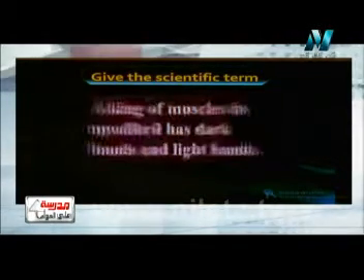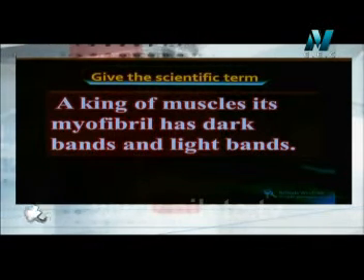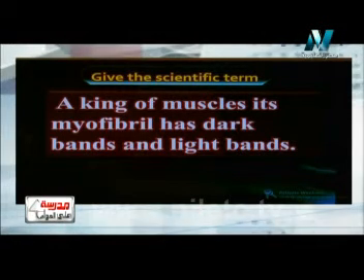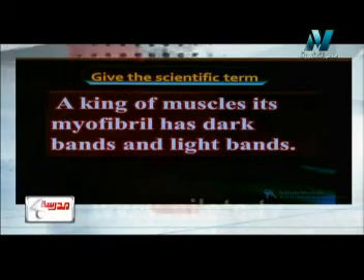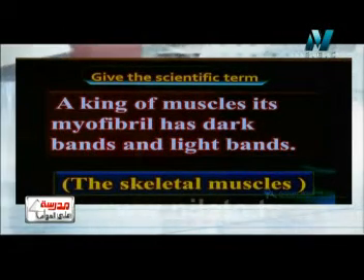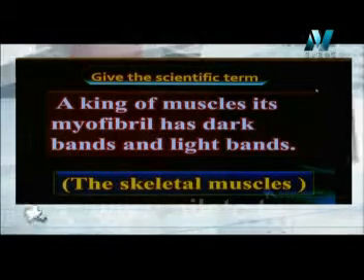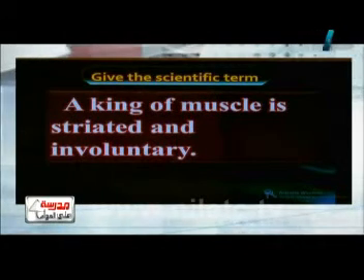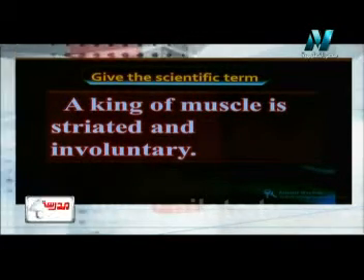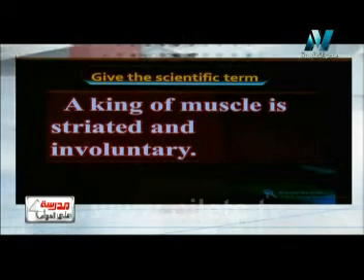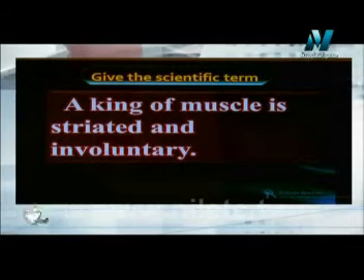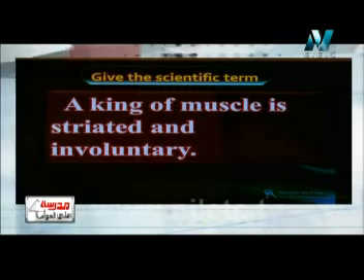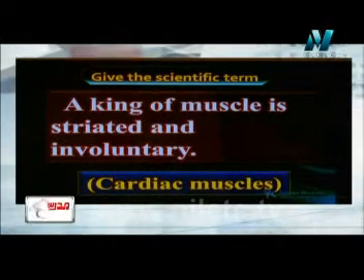The next: a kind of muscle whose myofibrils have dark bands and light bands that act as the striations. So these muscles are the skeletal and cardiac muscles, because they are striated muscles, consisting of dark bands and light bands. The next: a kind of muscle that is striated and involuntary. Striated means containing light bands and dark bands. Involuntary means it's not moved by our will, but it is moved by control of the autonomic nervous system. It is the heart muscle, or the cardiac muscle.